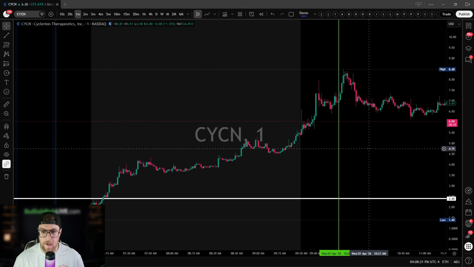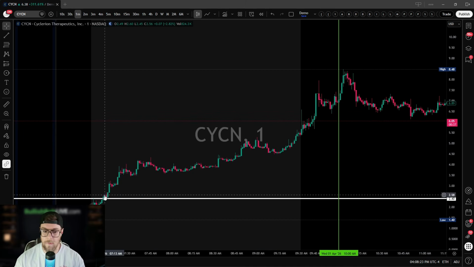Let's see how we could trade this one, because it's not just about, oh, we got the information out, it had news, it had volume, because just because a stock has volume doesn't make it tradable. Just because it has news doesn't make it tradable, right? We need to find trade setups on these stocks, and we're going to do that right now.